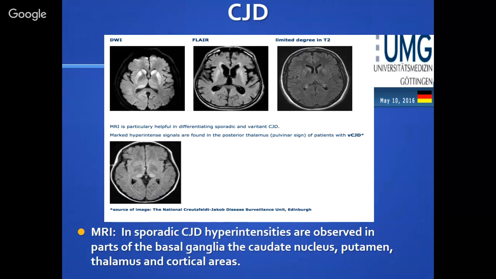CJD and sporadic MRI. You can see here the lenticular nuclei, the pulvinar sign. Marked hyperintense signals are found in the posterior thalamus, the hockey stick sign, almost close to the mammillary bodies. So the pulvinar sign is classic. We were talking about the pulvinar sign, so maybe neurosarcoidosis too, also Fabry's disease. Did this one have it? No, he doesn't have it.